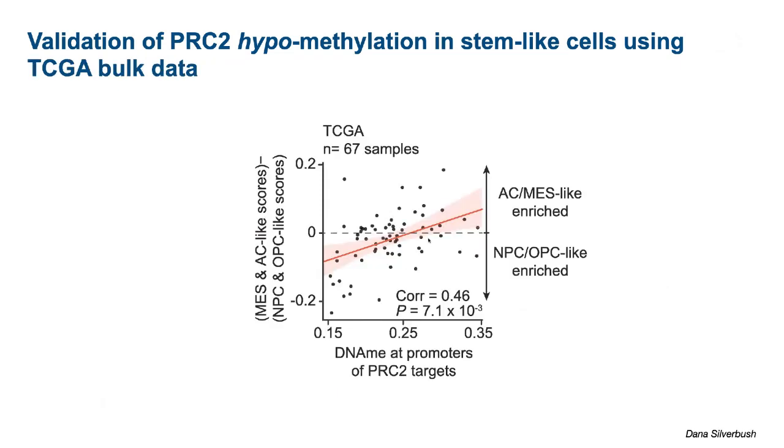We validated this finding using single-cell ATAC-seq data, where we also showed the genomic regions that are typically bound by PRC2 are also more open and accessible in this stem-like state. And then to examine this association in a larger sample cohort, we also look at bulk TCGA data, where samples having higher stem-like cell proportion also show greater hypomethylation of PRC2 target.